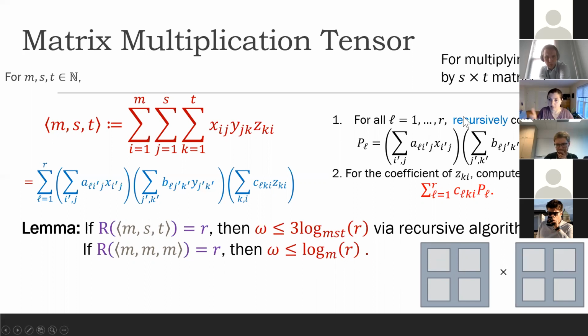You do exactly the same thing on these brand new matrices. And then you look up what the coefficient should be in front of the z_ki. Well, it's just a linear combination with these coefficients of the products that you computed. And again, linear combinations of matrices take n squared time, linear time in the size of the matrix. So this gives us a recursive algorithm. Any rank decomposition of a constant size matrix multiplication tensor gives us a recursive algorithm for multiplying arbitrary matrices.